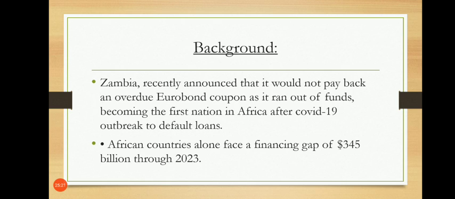Now what is the background for this? Zambia recently announced that it would not pay back an overdue euro bond coupon. Okay, so why were the negotiations brought forward? Because Zambia is one of the poor countries. It recently announced that it would not be able to pay back the overdue euro bond coupon as it ran out of funds, becoming the first nation in Africa after the COVID-19 outbreak to default on loans.